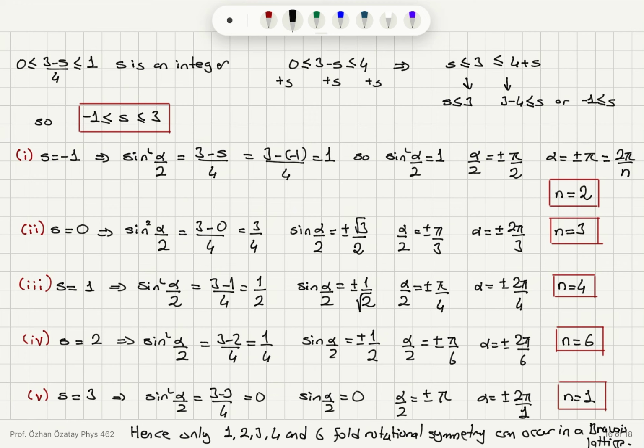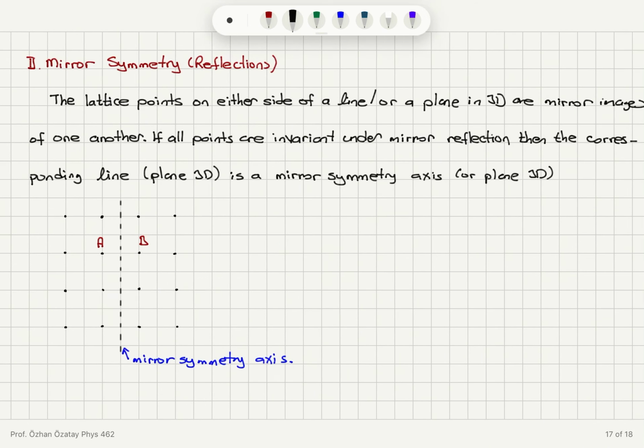We don't have 5. And for s equals 3, on the other hand, if we go through the math, we find n equals 1. So we find that only 1, 2, 3, 4, and 6-fold rotational symmetries can occur in a Bravais lattice. N equals 5 is not allowed. So this is basically what we see for the rotational symmetry.